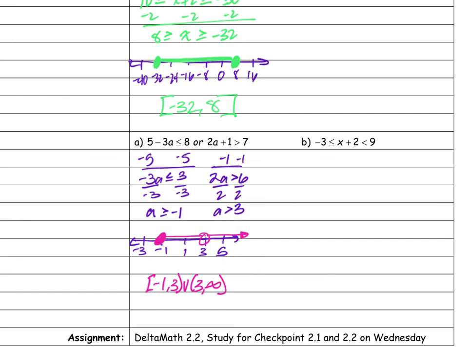Okay, and then for number 2, or number B, whichever it is, I'm going to subtract 2 from all the sides. I get negative 5 is less than or equal to x, which is less than 7. So if I'm going to graph this, I've got negative 7, negative 5, negative 3, negative 1, 1, and I need a whole bunch longer line. 3, 5, 7, 9. There we go. And I've got a closed dot on negative 5 and an open dot on 7. It's greater than or equal to negative 5 and less than 7. So it would be negative 5 to 7.